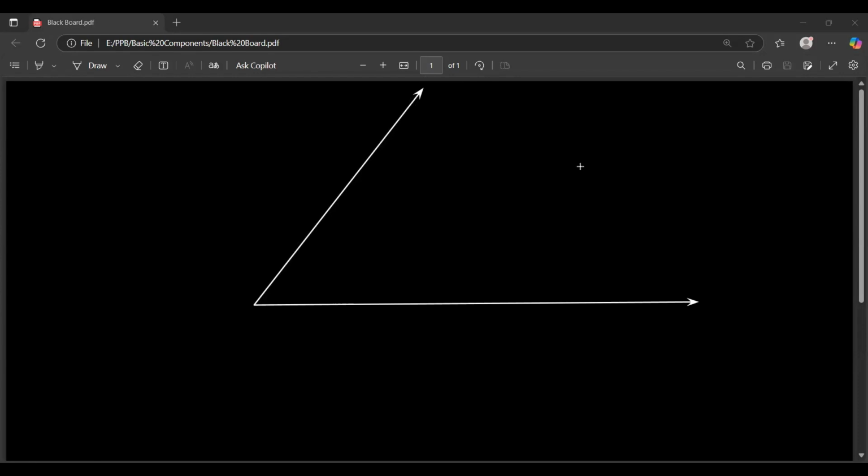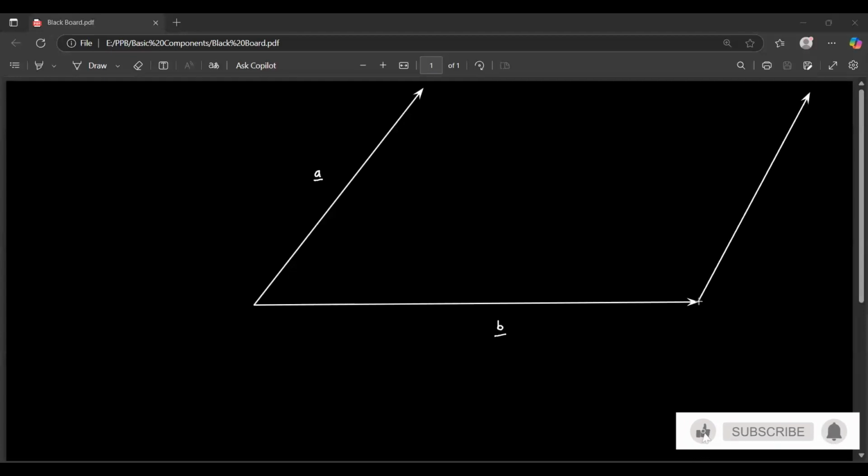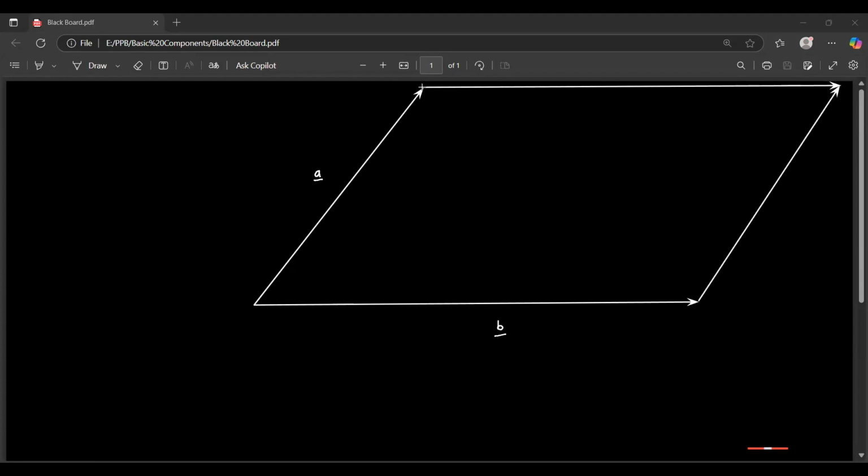Now, you can actually create a parallelogram by using these two vectors. Let's say this is A, and let's say this is B. If you have an A vector here, and if you have a B vector here, that will help us to create a parallelogram. Why is it a parallelogram? Because the opposite sides are equal. How can it be equal?